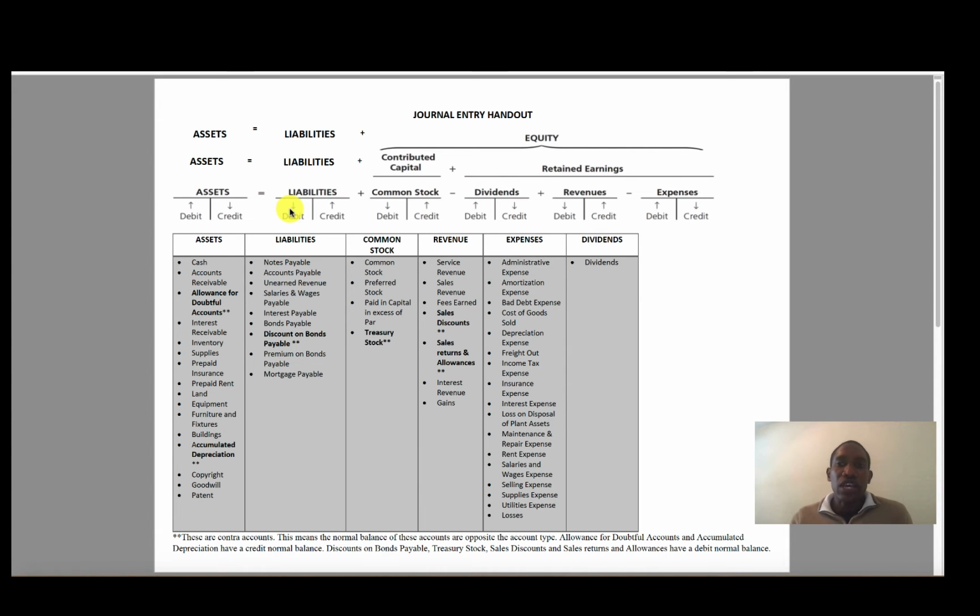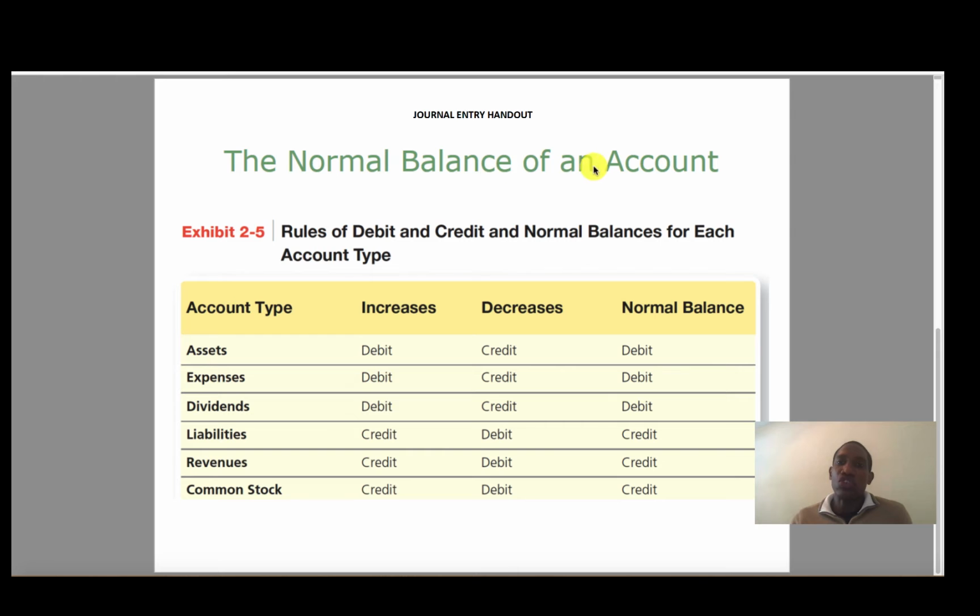Now we're going to introduce this concept on page 2 of this handout, which is the normal balance. So here is what normal balance means, and this is a definition term you need to become familiar with. Normal balance is the side of the T account that causes the account to increase. So you'll see here, assets, you increase with a debit, the normal balance is a debit. Expenses, you increase with a debit, the normal balance is a debit. Dividends, you increase with a debit, the normal balance is a debit. Liabilities, you increase with a credit, the normal balance is a credit. Revenues, you increase with a credit, the normal balance is a credit. And common stock, you increase with a credit, the normal balance is a credit.